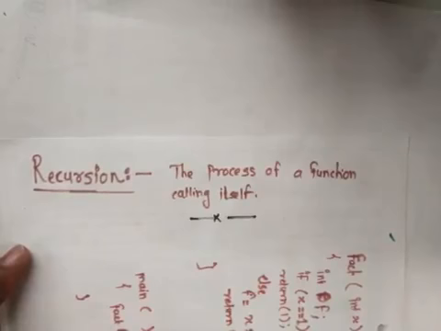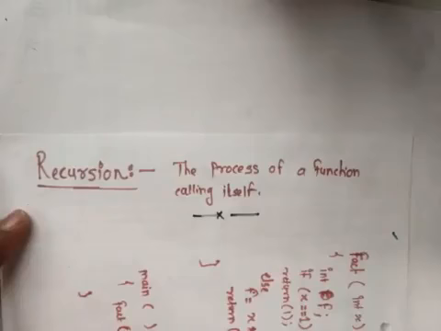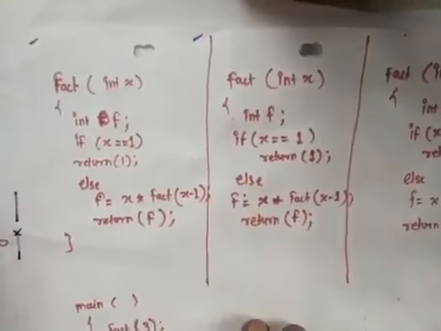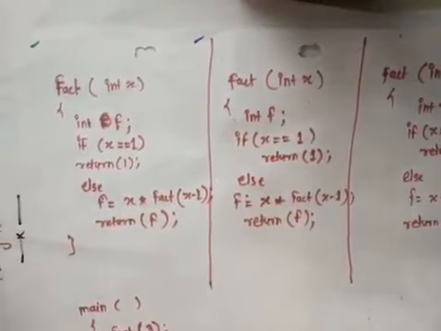You may be very familiar with the recursion concept. Recursion is the process of a function calling itself. In C programming, we learned that if a function calls itself, then it is called recursion. For example, here I am going to explain the example of factorial, to find the factorial of any number.